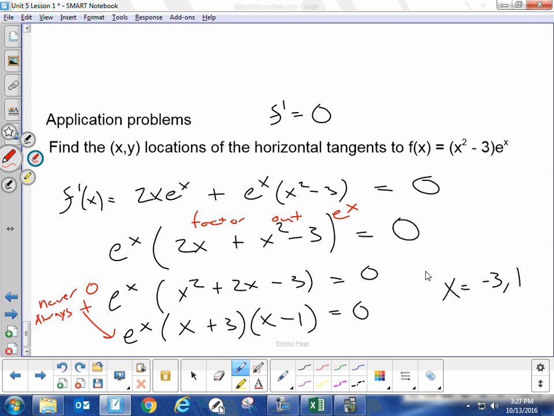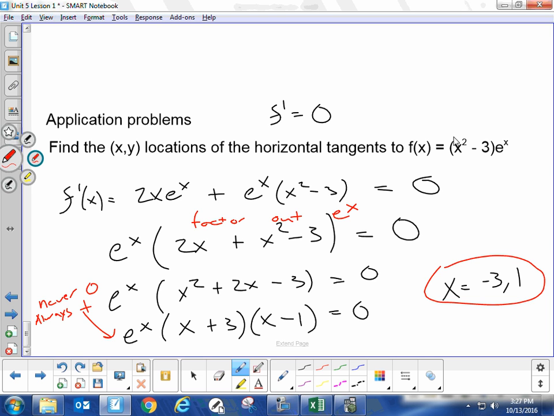So here are my locations of my horizontal tangents, negative 3 and 1. Okay, that's it. We factor out the e to the x, and it's like we can forget about it. To find the points, right?